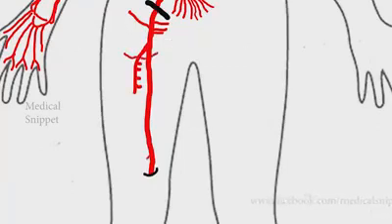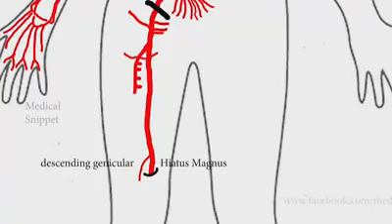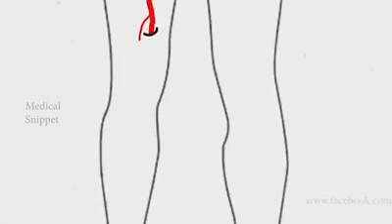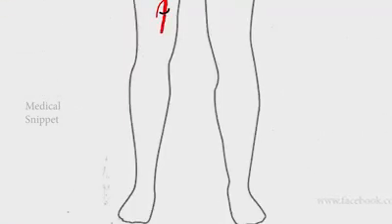The superficial femoral artery becomes the popliteal artery after crossing the hiatus magnus. Before it crosses, it gives off the descending genicular artery. The popliteal artery courses through the popliteal fossa and ends at the lower border of the popliteus muscle, where it branches into the anterior tibial artery and tibioperoneal trunk.